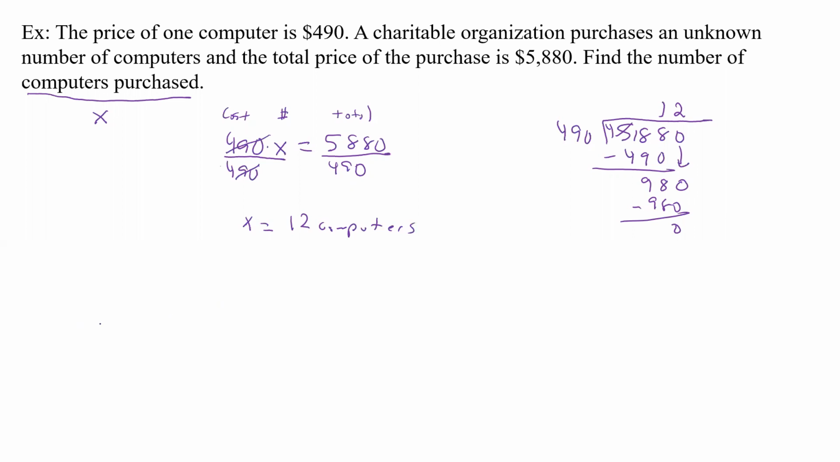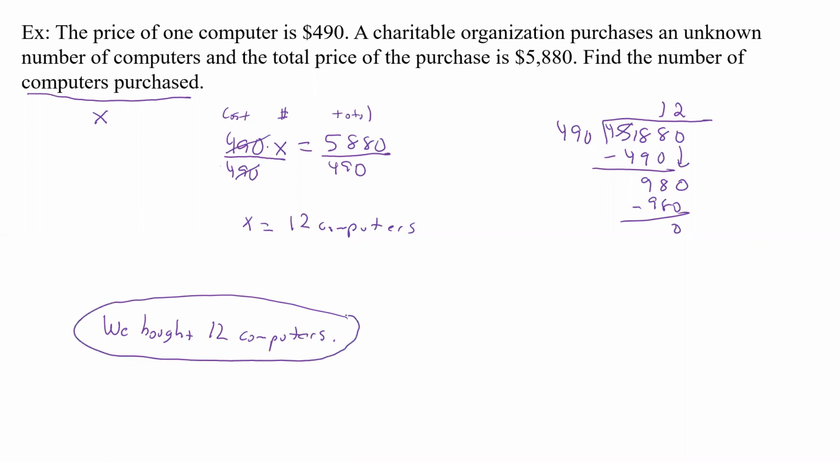So we're going to say we bought 12 computers. And if you wanted to, you could say we bought 12 computers at $490 per computer for a total of $5,880. Or you can just say we bought 12 computers.